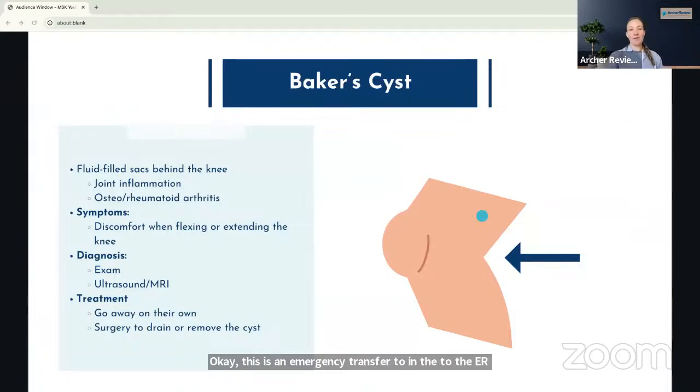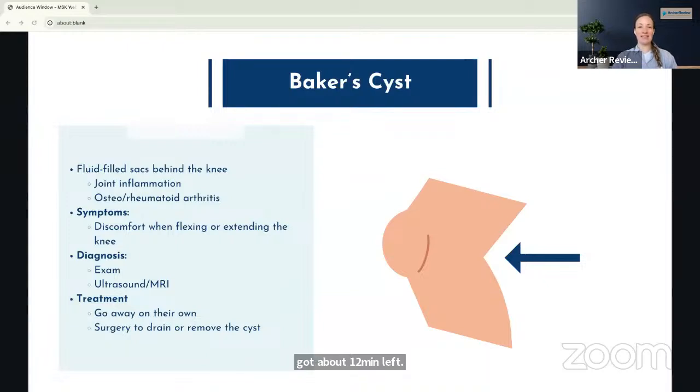All right. Moving forward, I've got about 12 minutes left, so I'm going to try to rush through these last few slides here. Baker's cyst, super common. When I think of a Baker's cyst, I think of inflammation.